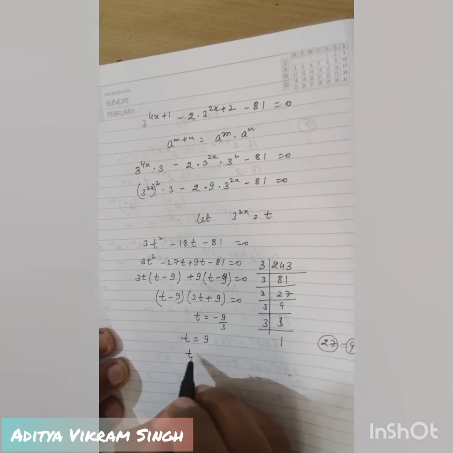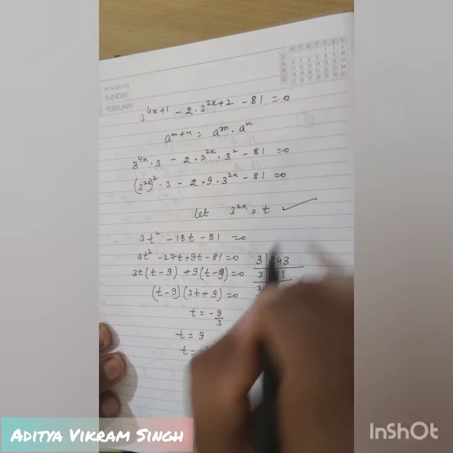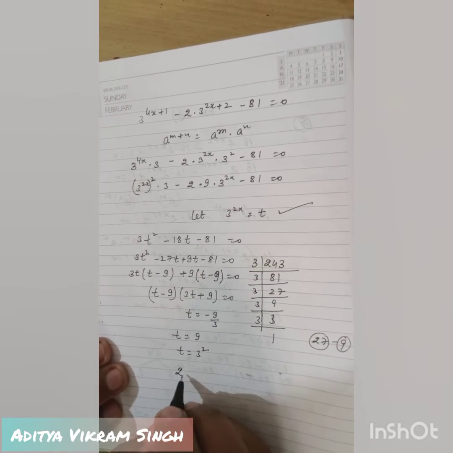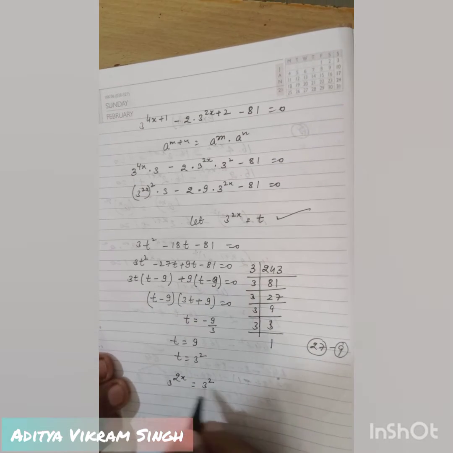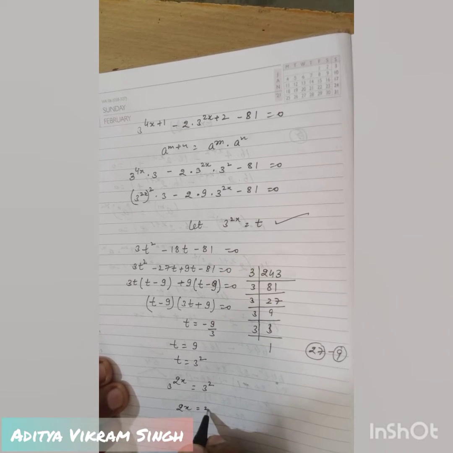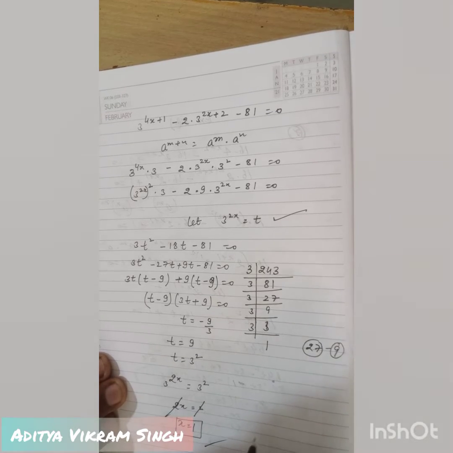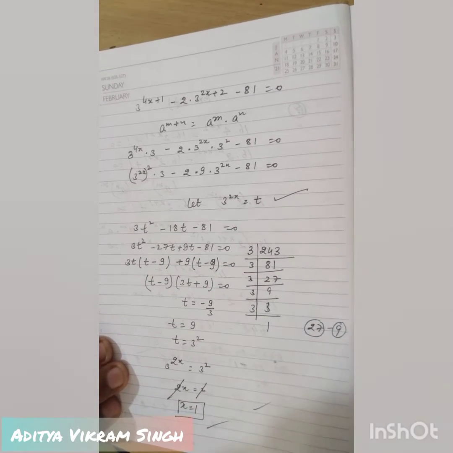So we can write 9 in the power of 3, so this is 3 square, and we have supposed that t is nothing but 3 to the power 2x. So 3 to the power 2x is 3 to the power 2. So after comparing the powers, we get 2x is equal to 2, just cancelled out, we get x is equal to 1. This is our answer.